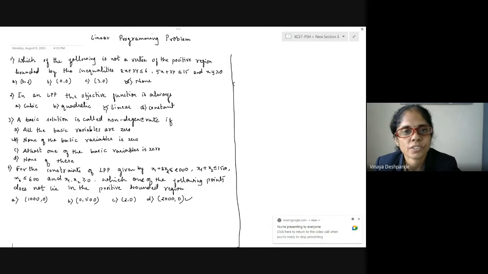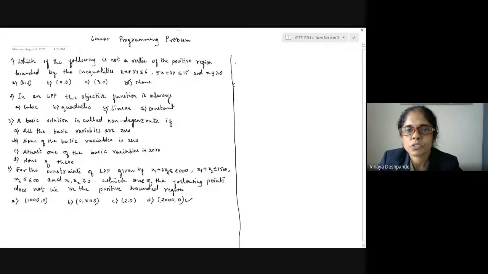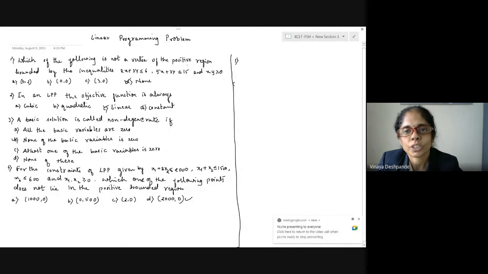Now we will see some MCQs on the topic linear programming problem. So here I have written a few questions. Let us try to find out the solutions. First one: which of the following is not a vertex of the positive region bounded by the inequalities? These are the given inequalities, and x, y greater than or equal to 0, the non-negativity restriction. Four options are given. Which one of the options is correct? We will find it out.